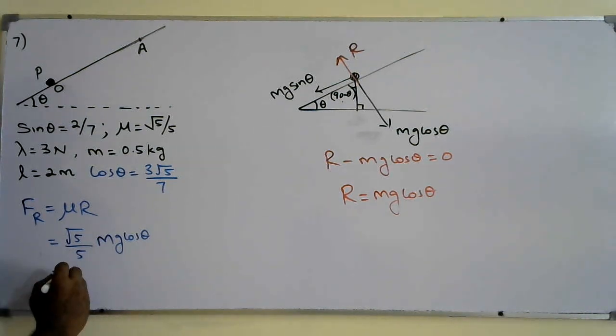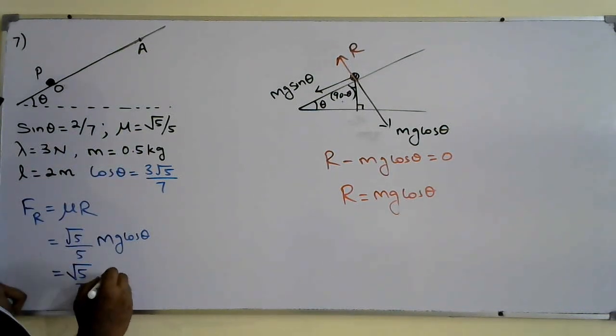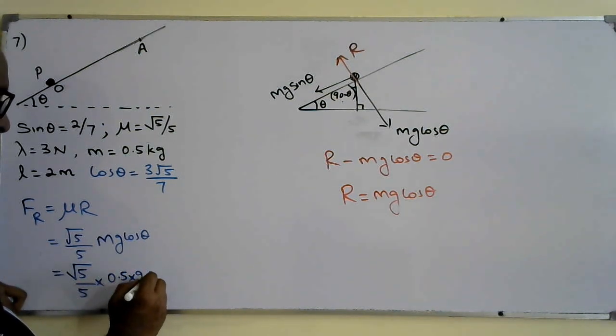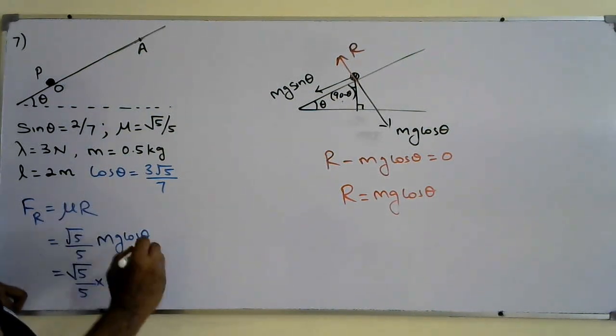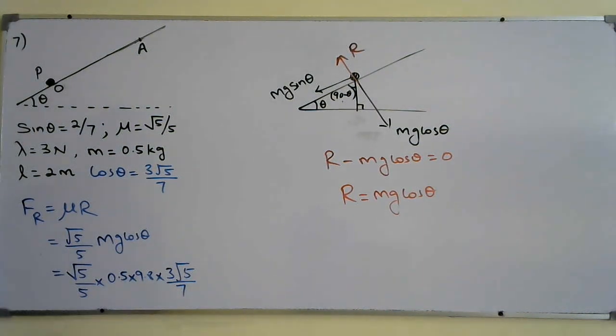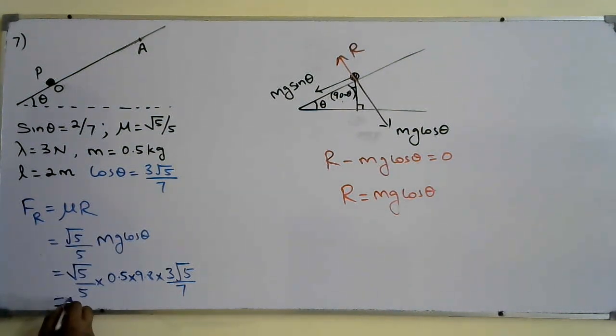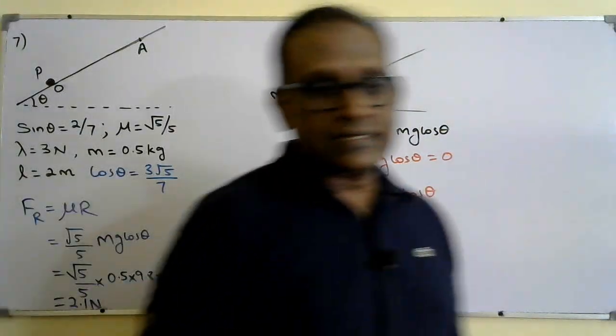So that is going to be root 5 over 5. Mass is given as 0.5, times 9.8. Cos theta, we found it to be 3 root 5 over 7. Solve it, and you will get the friction acting on it. If you solve, the friction is equal to 2.1 Newton. So it's easy to find that friction, that is 2.1 Newton. Easy, because when you are doing it everywhere, we don't need to write all things. So that is going to be 2.1 Newton. I found it separately because it's easy to write later anywhere.